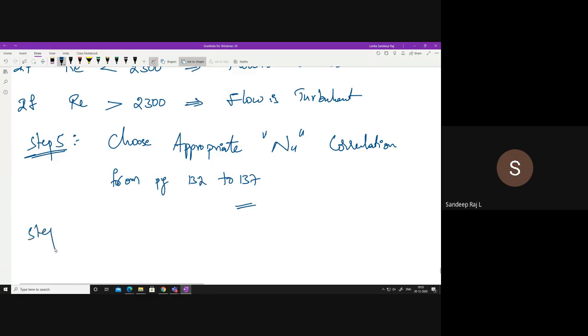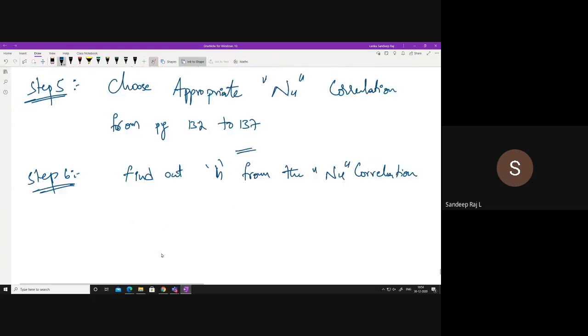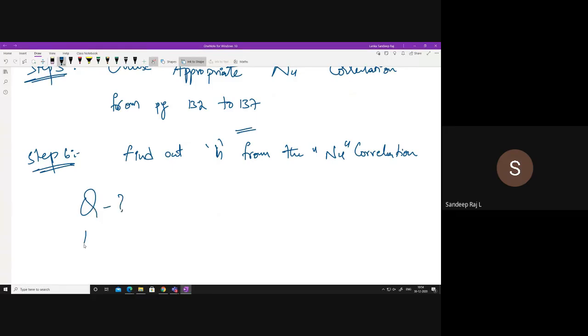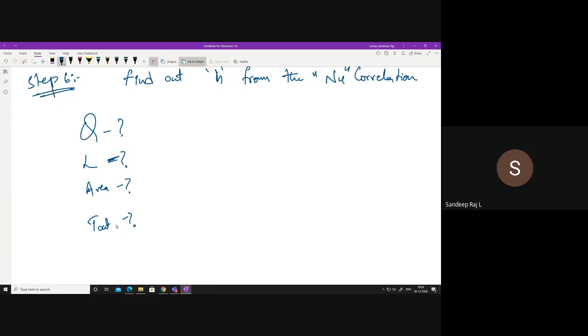Once you get the Nu correlation, what is the next step? Find out h from the Nu correlation. Once you find out h, you can do anything he's asking you to find out in the given problem. He may ask you the Q value, or the L value, or anything for that matter. Area also he can ask. T out he can ask you. Any question you can find out using the procedure laid out here.